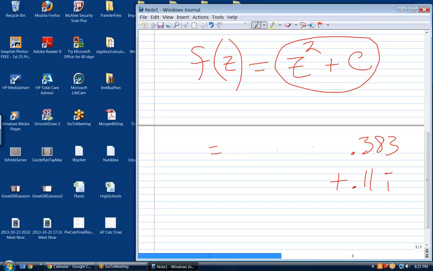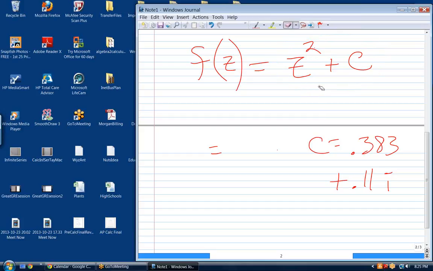Let's see. They said c is equal to 0.383 plus 0.11i. No, it's the whole thing. c equals 0.383 plus 0.11i. That's all of c.